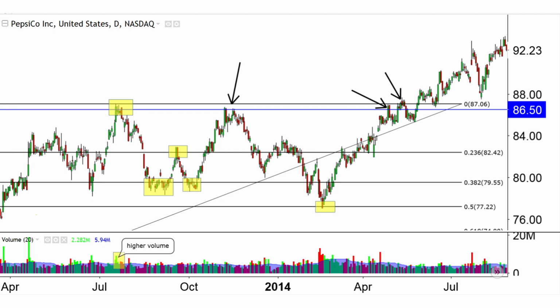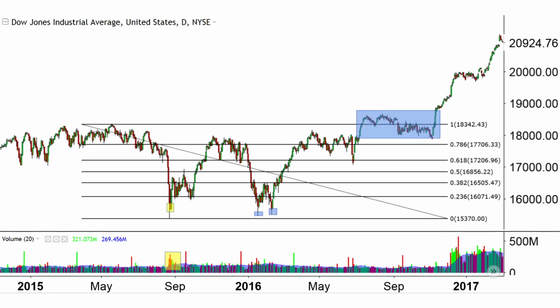Later contact occurs and breaks above the exact 0 fib level at 87.06 because the effect of the lowered resistance force dissipates over a long period of time, almost a year later. This Dow chart also demonstrates the phenomenon, except it is in the reverse.